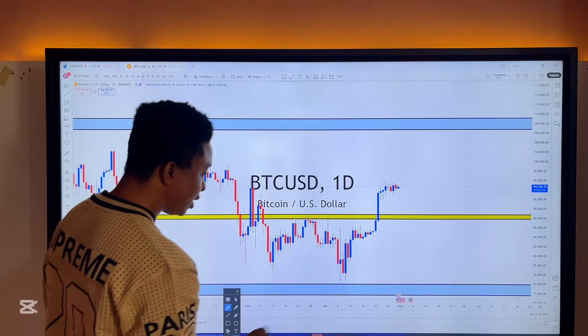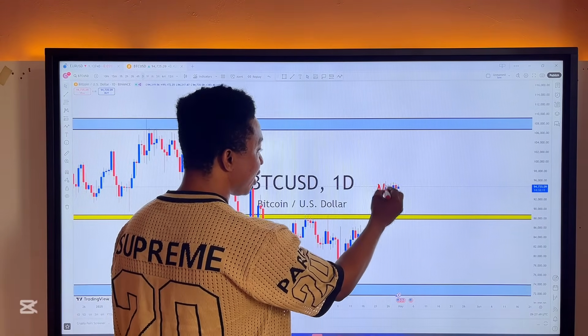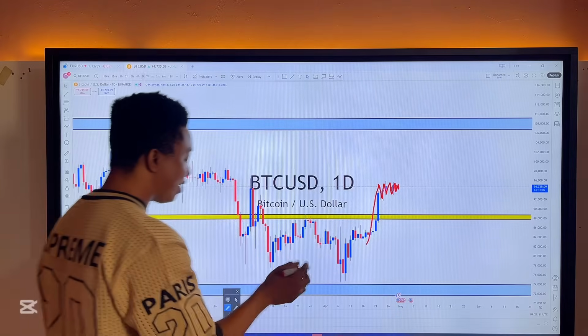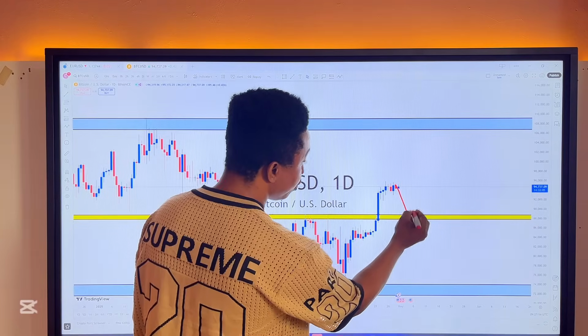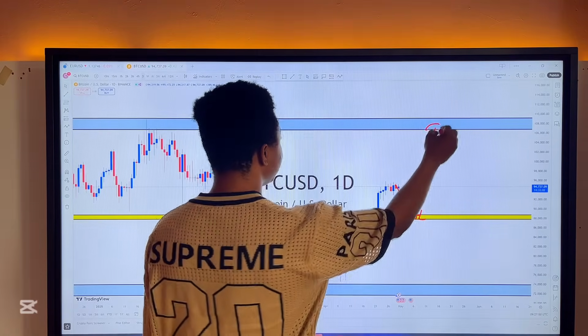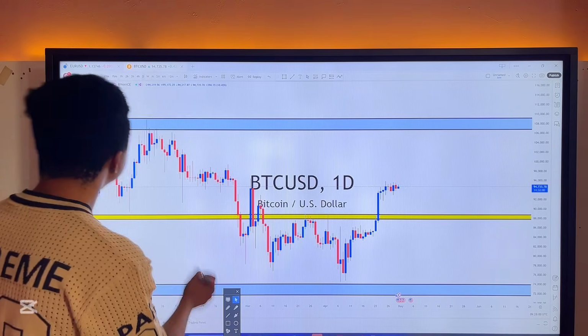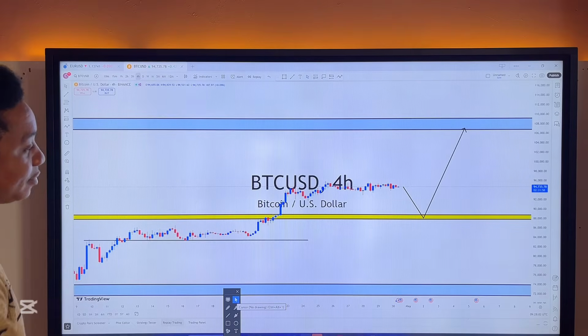If you look closely, buyers have lost momentum. After this strong push to the upside, we can see that price is just moving in this manner, meaning that the momentum is lost. So sellers will come in very quickly to complete the retest before our price goes all the way to the upside. Let's take it again to the 4-hour time frame, prepare for a buy.